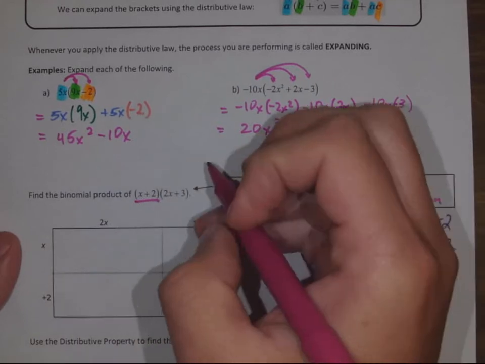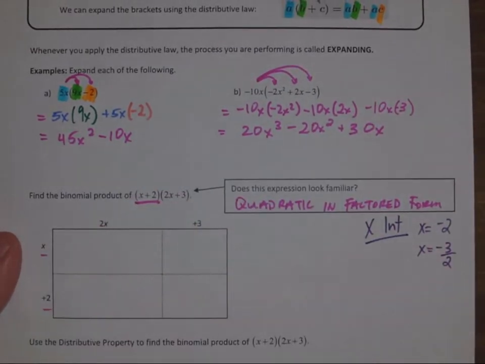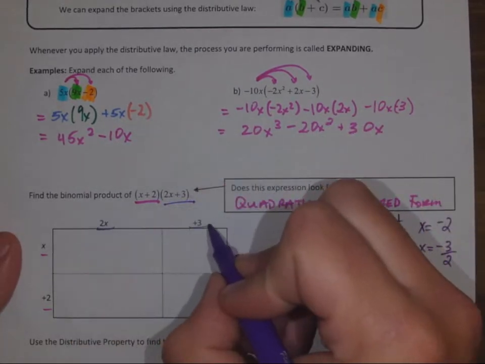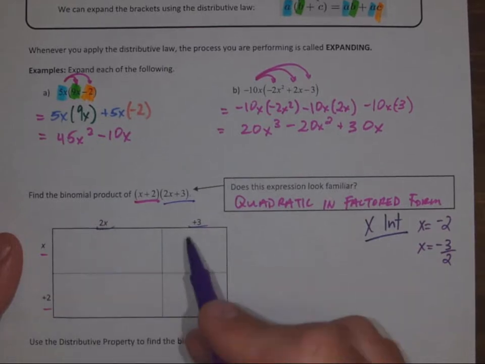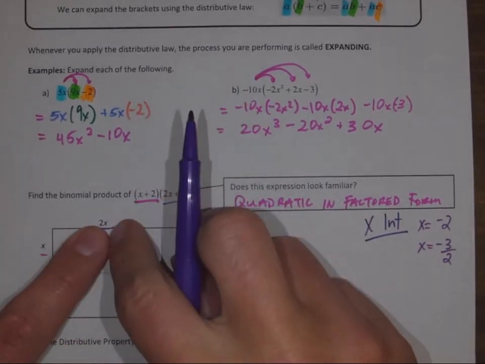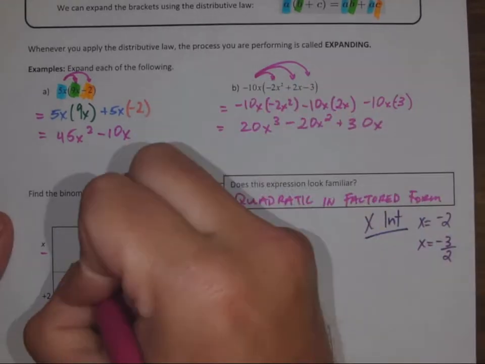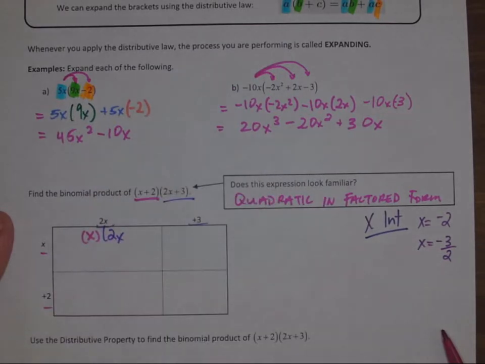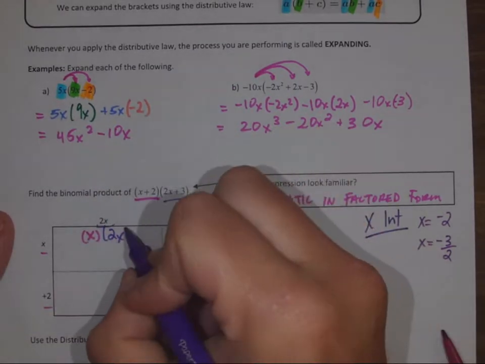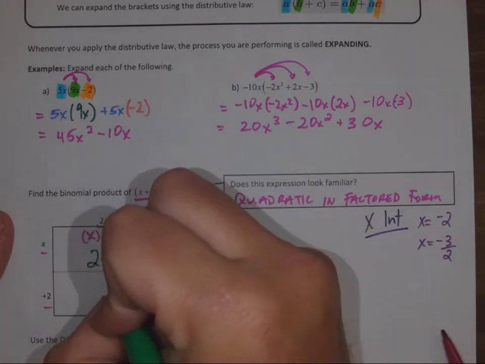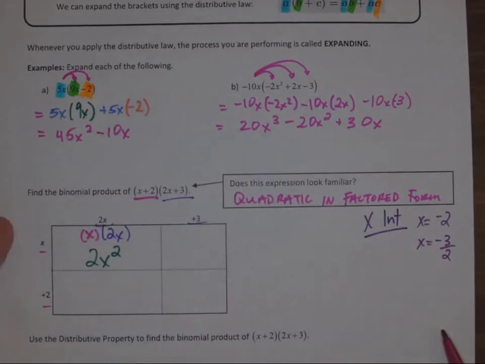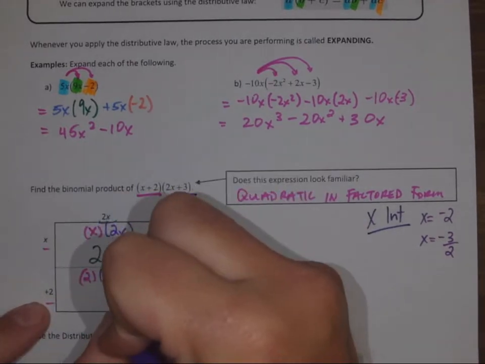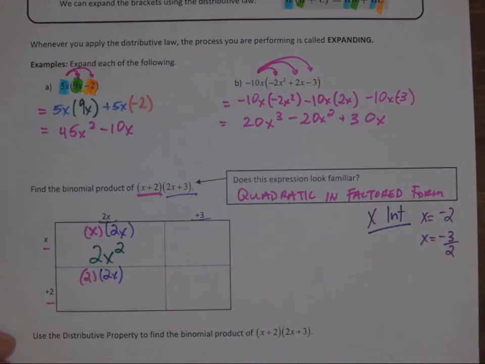So what we're doing is, I've taken that first bracket and I've put x and positive 2. I've taken that second bracket here and I've put 2x plus 3. So I've broken it down. Everywhere where a column and row intersect, I need to multiply. So I'm really having x times 2x, and that's going to be 2x squared. Here I'm going to have 2 times 2x, and that's going to give me 4x.